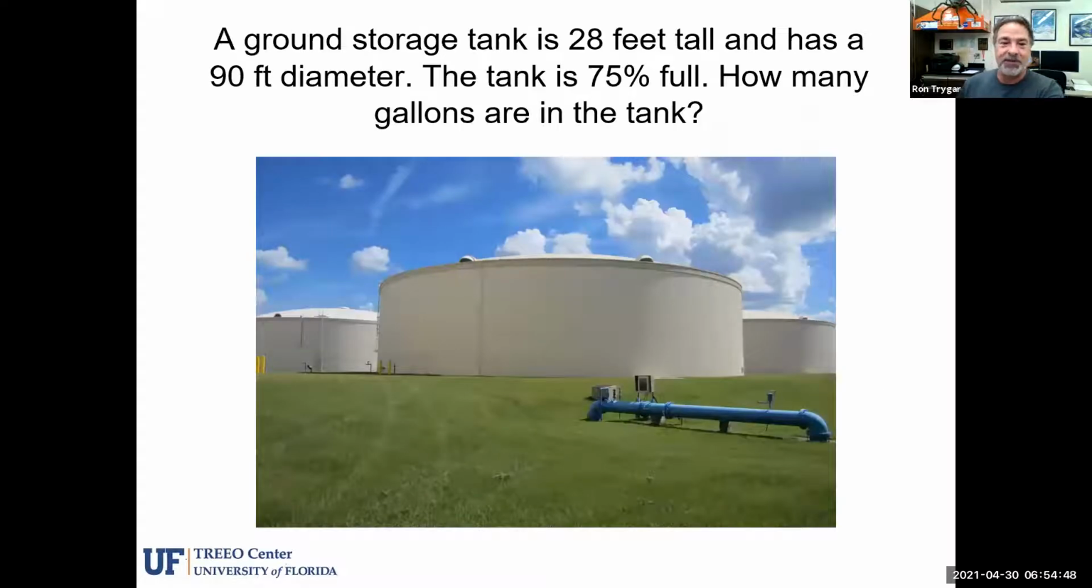All right, the first thing we're going to work on is the gallons in a tank, and then figuring out if the tank is a certain percentage full, how many gallons would be in the tank. You see in this picture some ground storage tanks at a large water treatment facility. This statement says that the ground storage tank is about 28 feet tall, has a 90-foot diameter. The tank is 75% full. So how many gallons are in the tank?